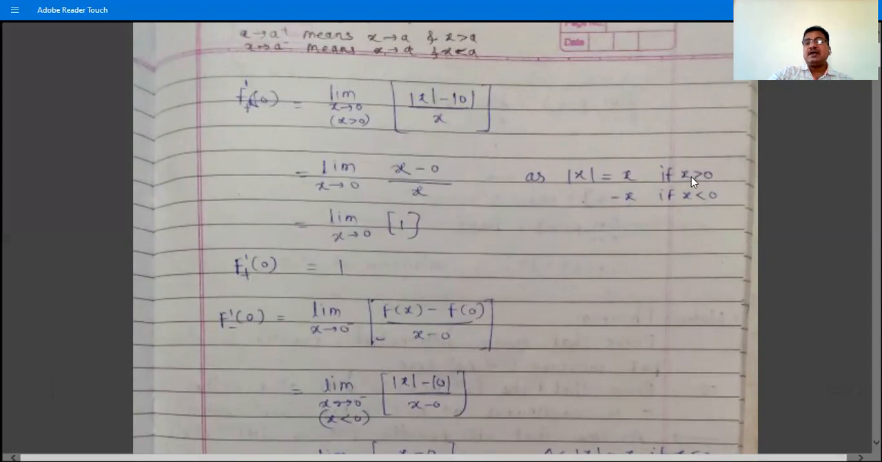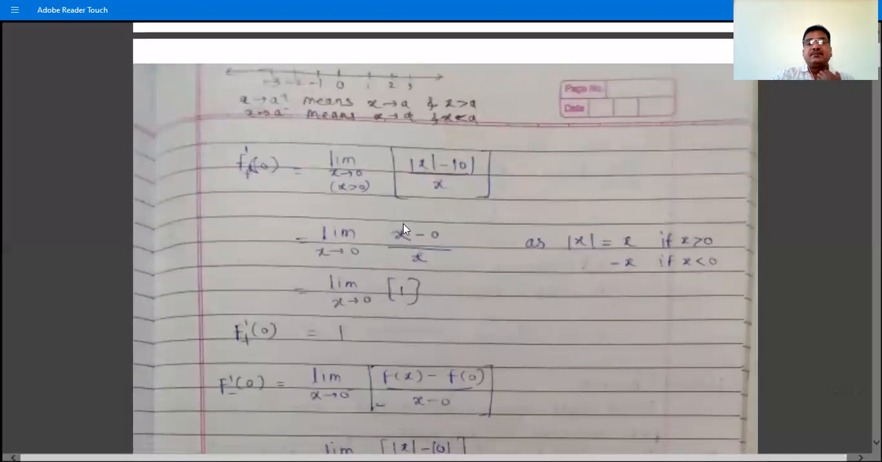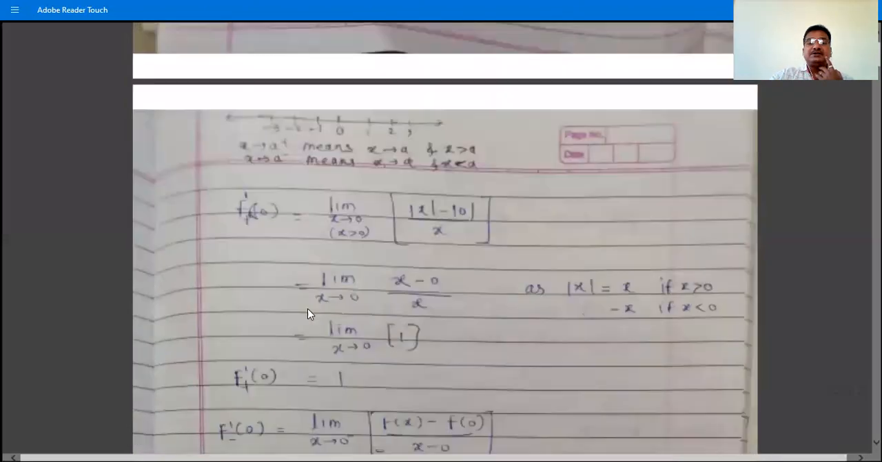Mod x is x if x is greater than 0, and mod x is minus x if x is less than 0. Look, we know that mod 5 is 5, but mod minus 5 is not minus 5. Mod of minus 5 is minus of minus 5, that is plus 5. So mod of x is minus x if x is negative. So here the value of mod x is x because x is greater than 0. Why is x greater than 0? Because x tends to 0+ means x is greater than 0. And so mod x is x, x by x is 1, and limit of 1 is 1. So the right hand derivative, that is f'(0+), is 1.